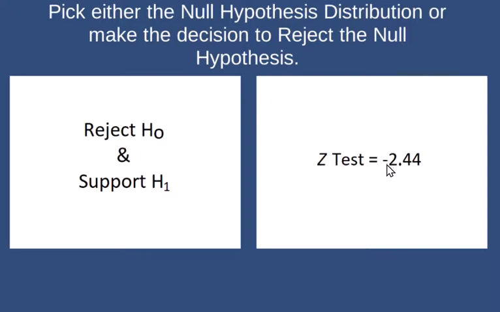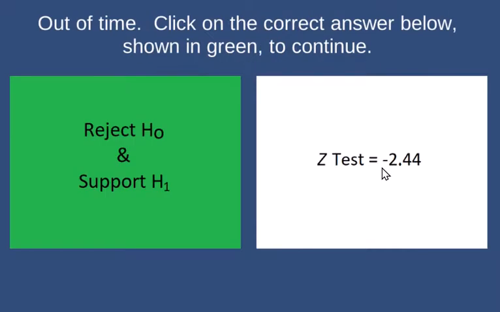Now if the z-test is a negative 2.44, that means that the sample mean was 2.44 standard errors below where it was supposed to be based upon the null hypothesis distribution. For a two-tail hypothesis test, if the difference is beyond a negative 1.96, going below the mean, or if it's above a positive 1.96, then we will reject the null. So this is definitely in the reject the null area.